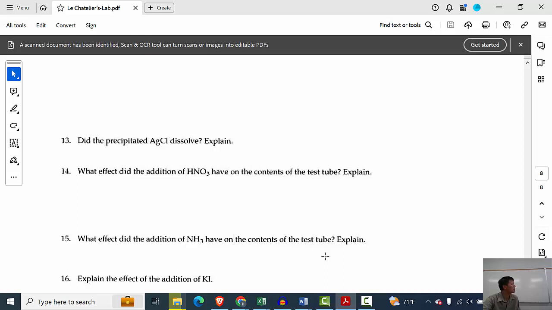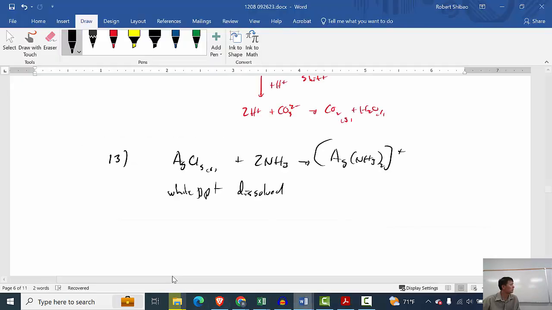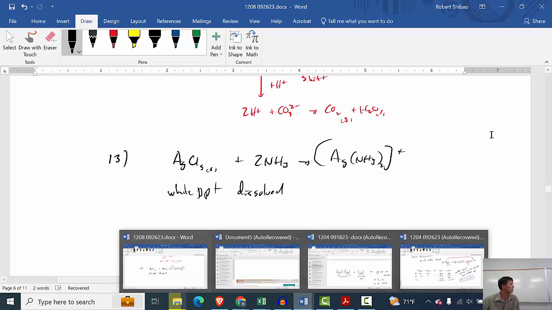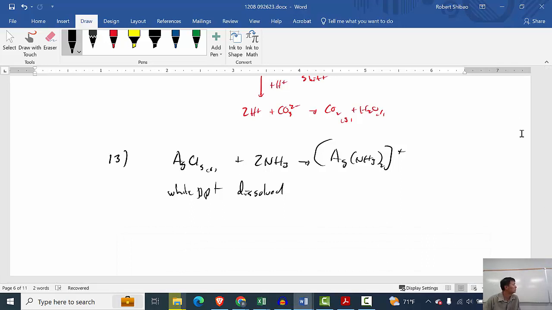What effect did the addition of HNO3 have on the contents of the test tube? So if we add HNO3 to this previous equilibrium, what effect is that going to have? This is plus chloride.